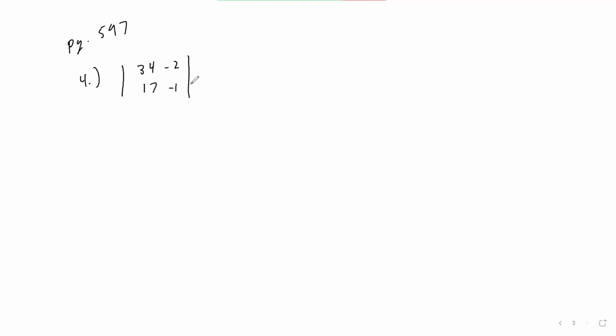So remember to find the determinant, I need to multiply these two first. So 34 times -1 is -34, minus the product of these guys. So -2 times 17 is -34, and subtracting it, two negatives make a positive. So you get 0 as the determinant.